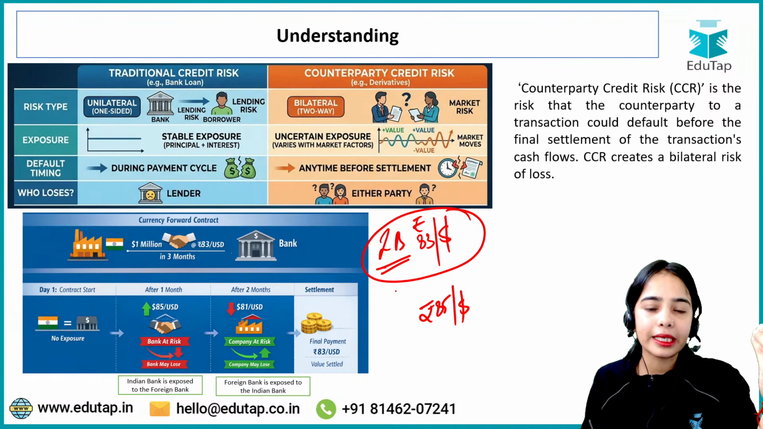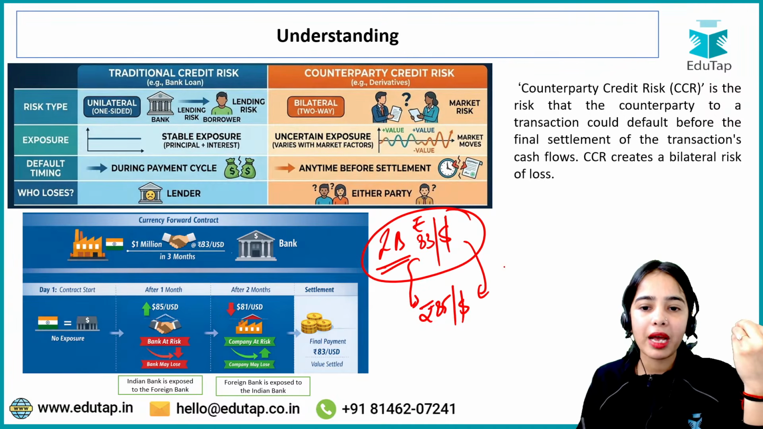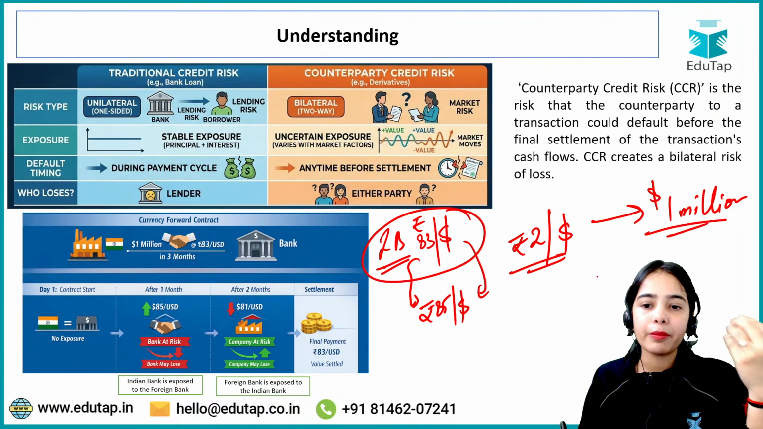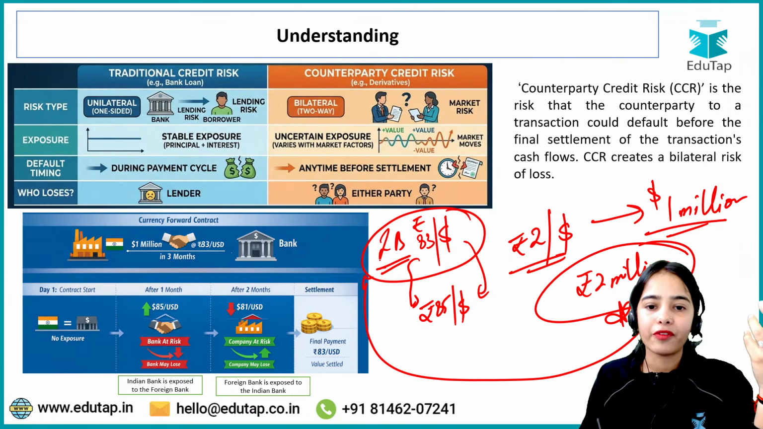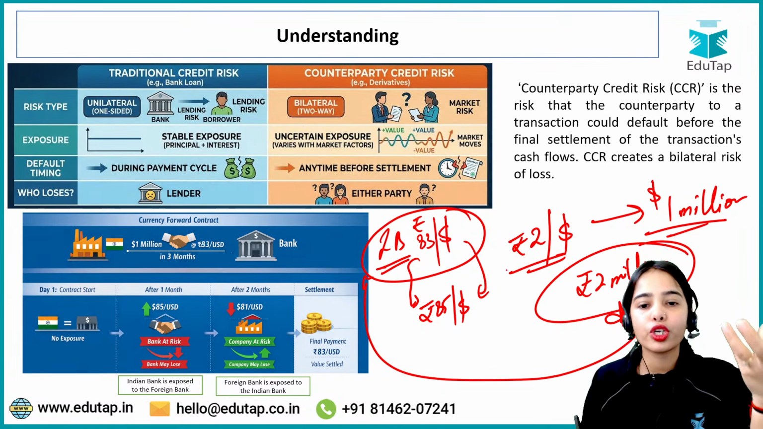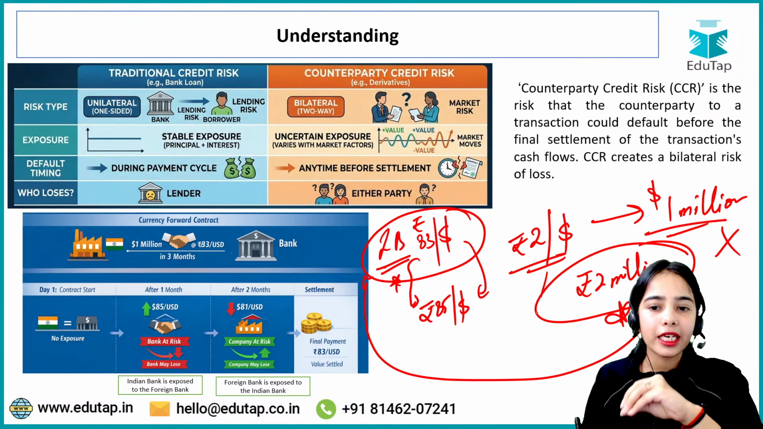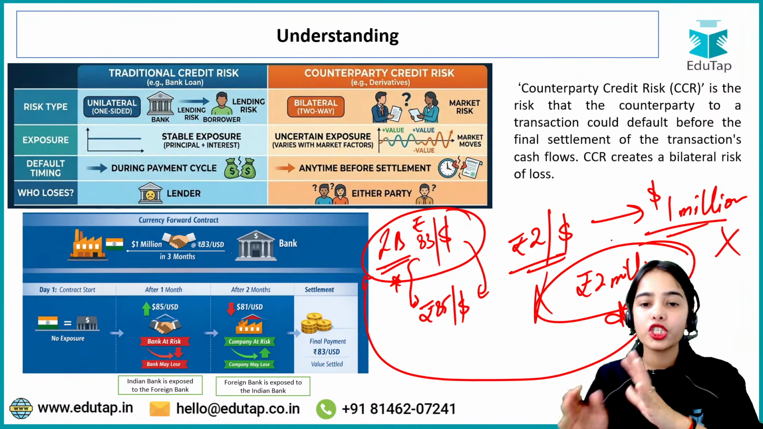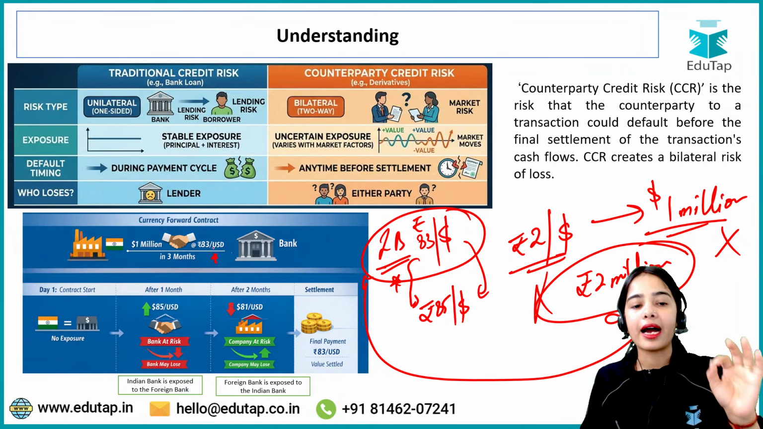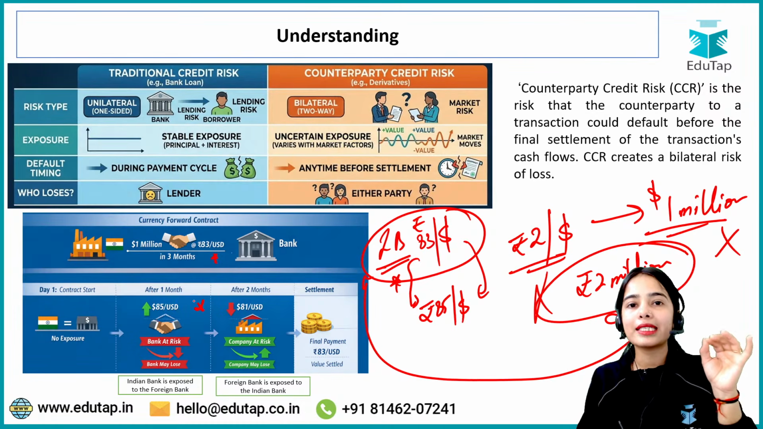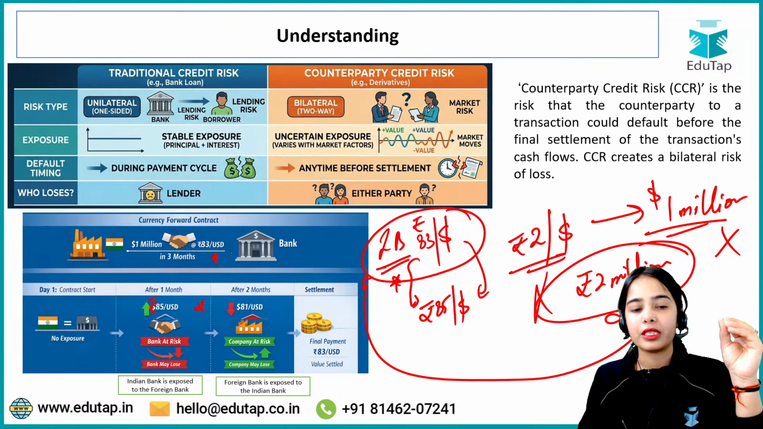So what is the exposure of the Indian bank? How much the Indian bank is gaining? Indian bank is gaining rupees 2 per dollar, and Indian bank has agreed to get $1 million. So that means Indian bank is gaining rupees 2 million by having this contract. So this is also the exposure of the Indian bank, that if the other party defaults, the Indian bank will lose 2 million rupees. Okay, so this is the idea, that Indian bank had made the contract at 83 rupees per dollar. Right now, at this point of time, the per dollar is 85 rupees.